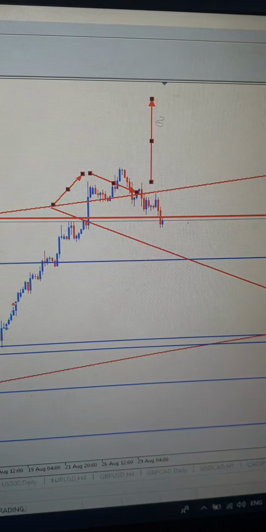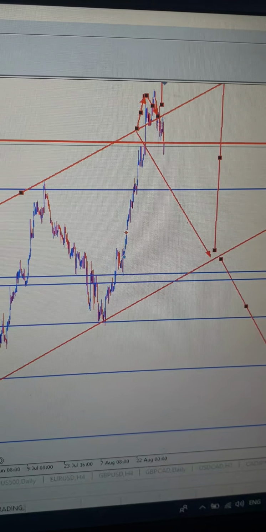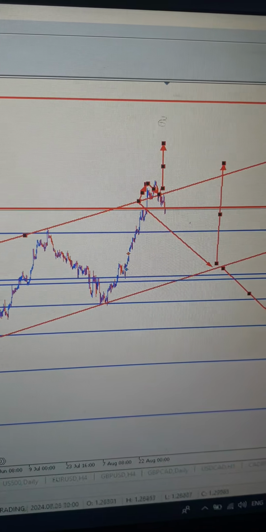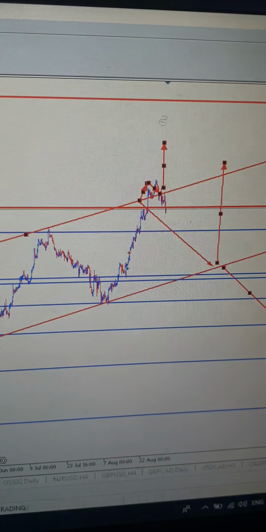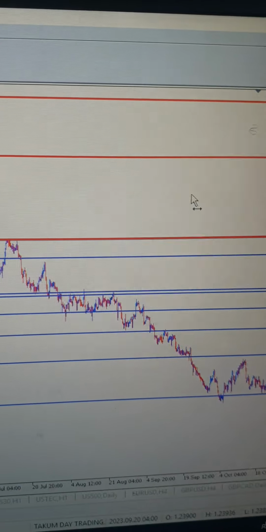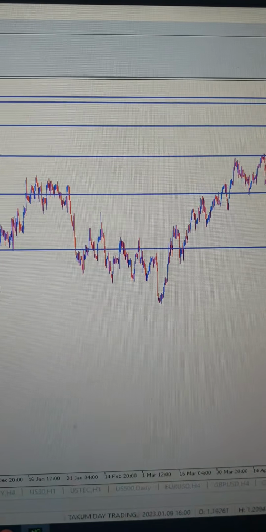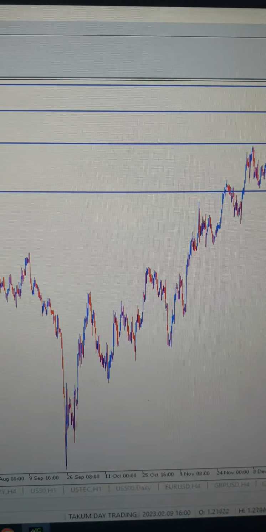But when you go backward in time, I try to figure out the reason why I was anticipating that the market is going to go up. When you go back in time, you see that there are other peaks up here.